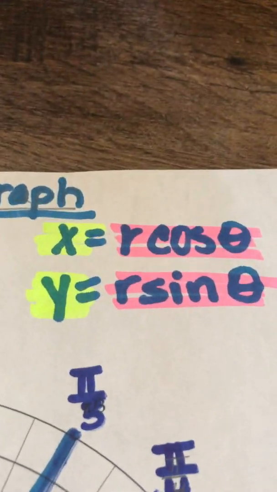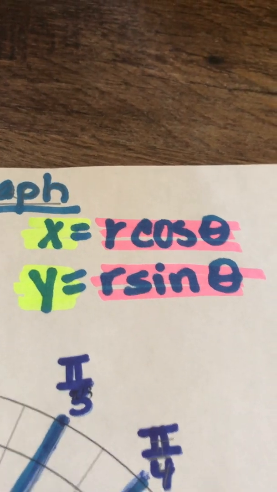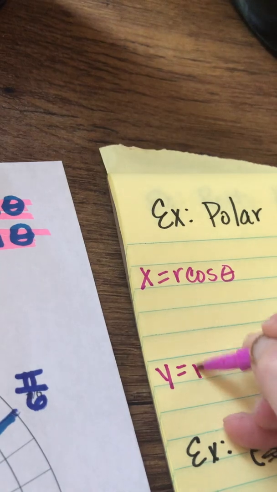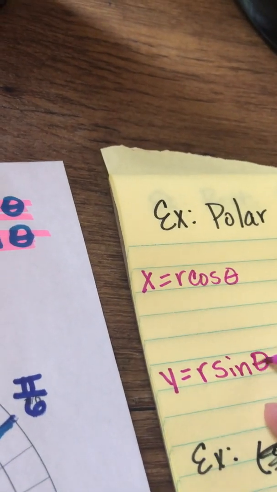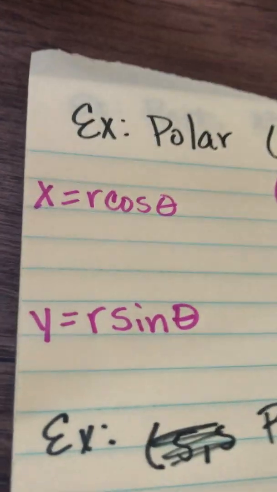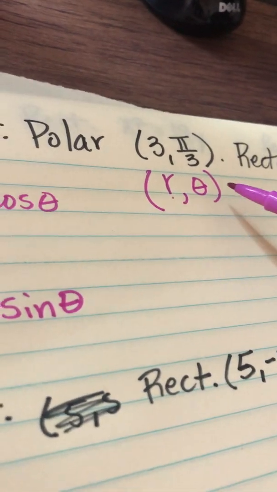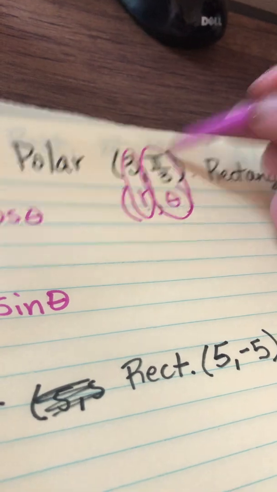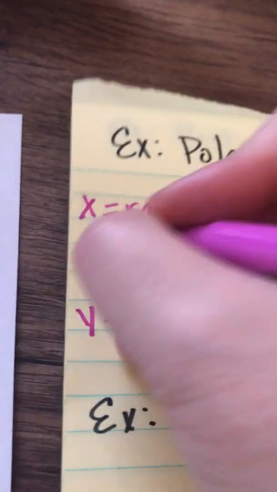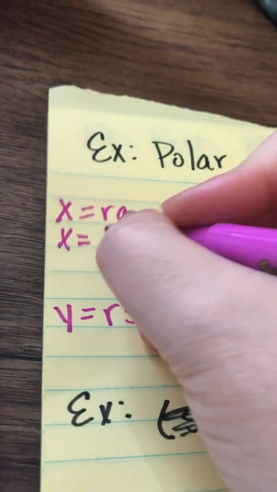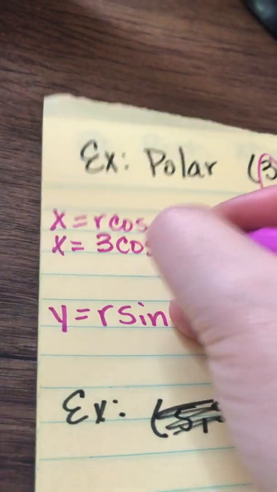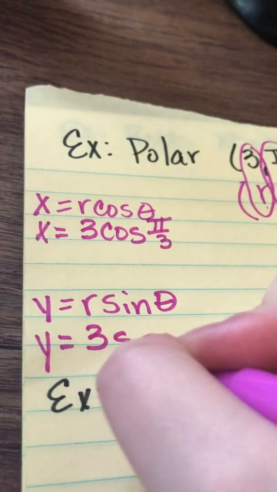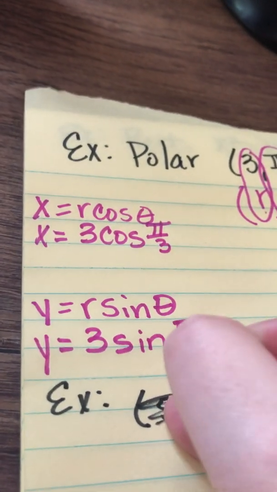So let me write down these. X equals r cosine theta, and then y equals r sine theta. Okay, now to find the x and the y, we just plug in r and theta. R is 3, theta is pi over 3. So x is equal to 3 cosine pi over 3. Y is equal to 3 sine pi over 3.